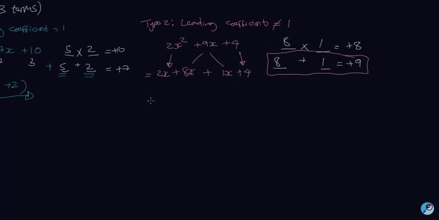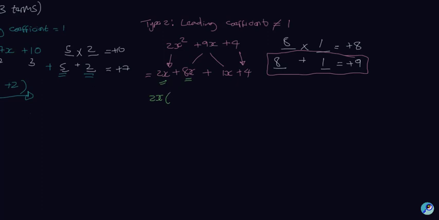And then what do we do? Remember, now we have 4 terms: 1, 2, 3, 4. We factorize by grouping. So we look at this one and that one, there's a common factor here, which is 2x. So 2x is common here.